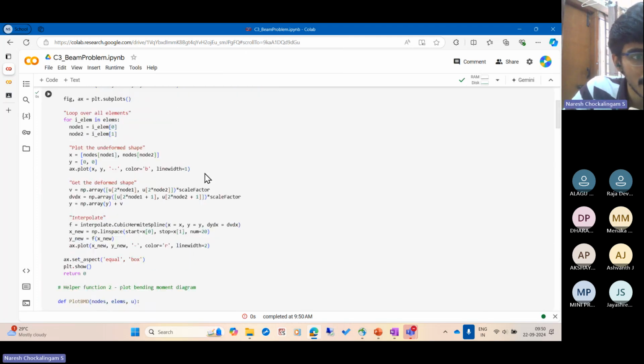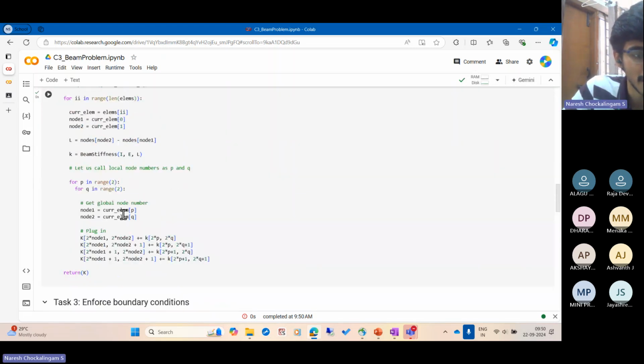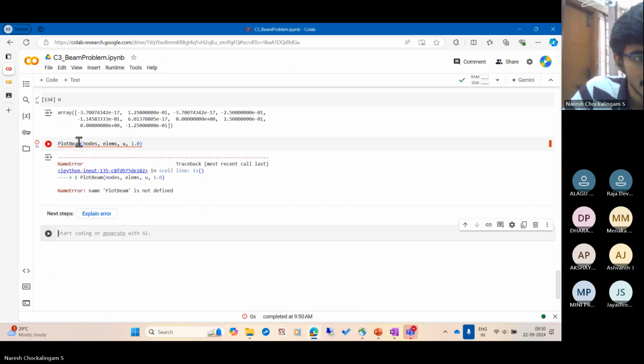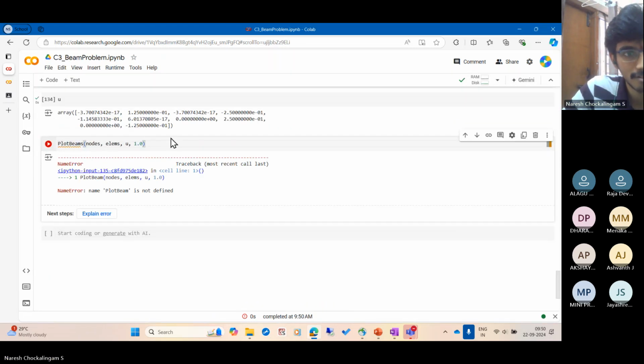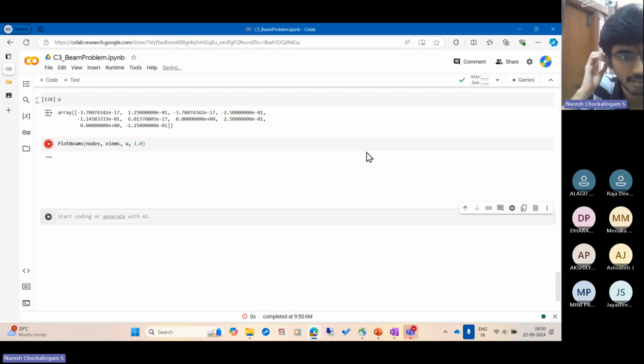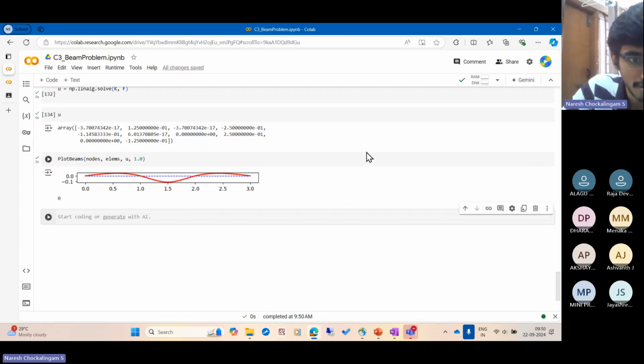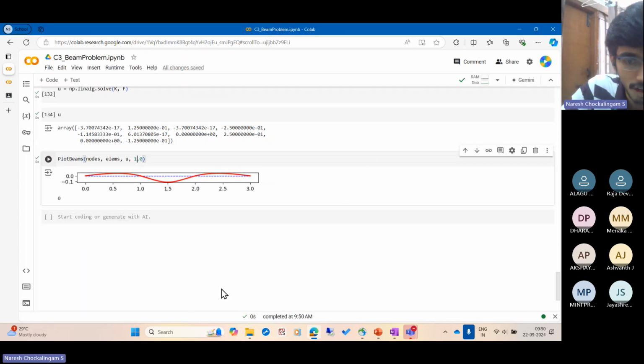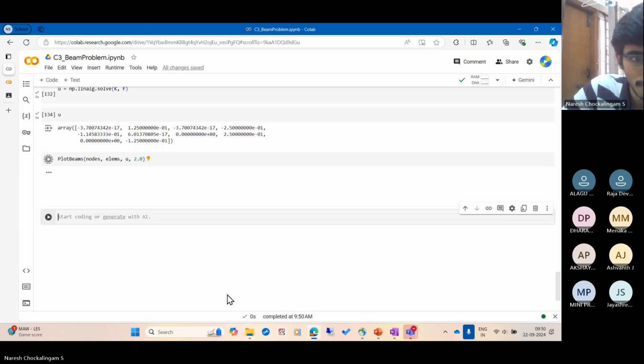Plot beam not defined. Oh, plot beams. Plural. Okay. So just plot it. This is what it looks like. If it's too small, make the scale factor 2.